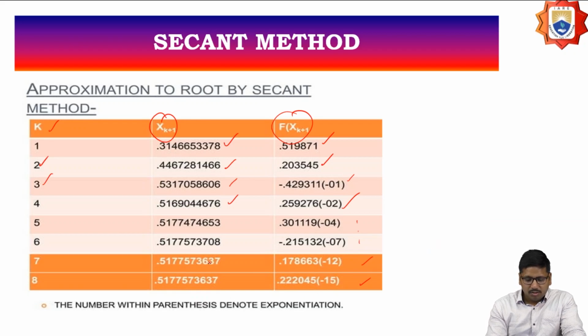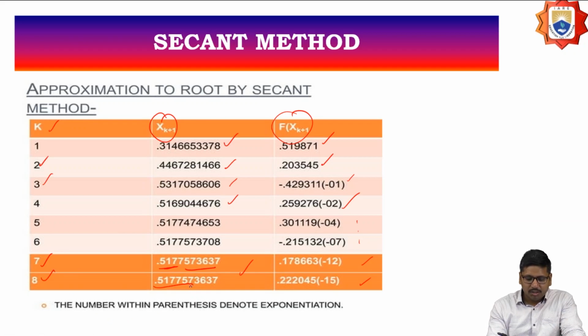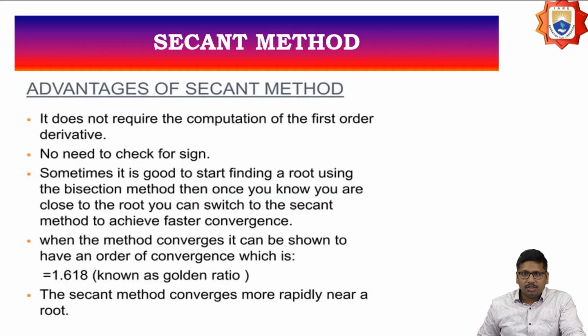So by seeing this, the root value is the same here for x7 and x8. So finally, this should be the root value of the equation. By substituting k value as 7, I'm going to get 0.1773637, and by substituting 8 also, I'm going to get the same value here, 0.1773637, right? So finally, this should be the value of this equation.